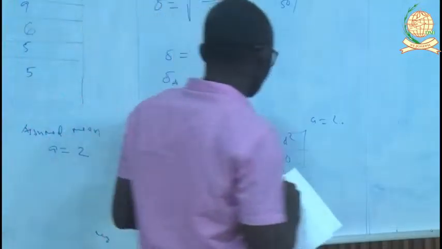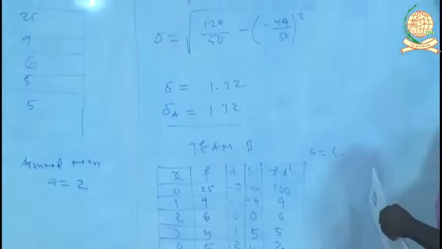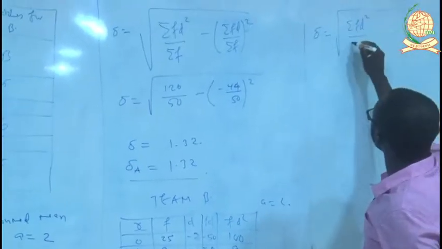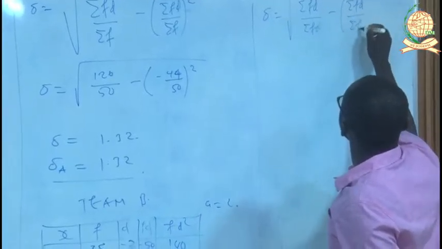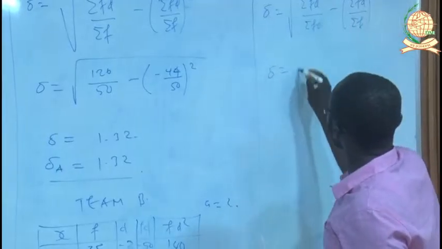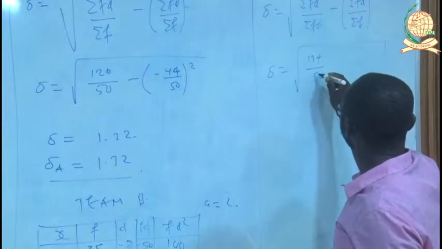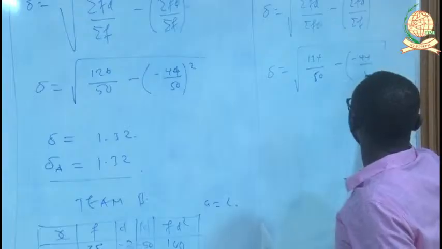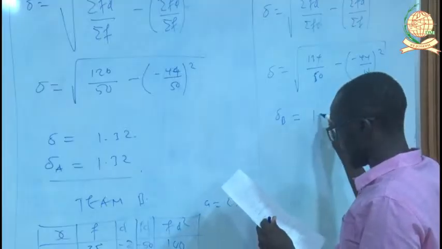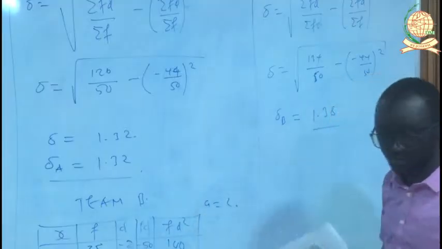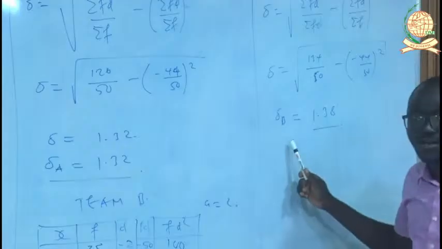So I've just chosen this one using the assumed mean method. The standard deviation is going to be the square root of summation of f of d squared over summation of f, minus summation of f of d over summation of f, then squared. Plugging in the values, this one is 134 over 50, and this one is negative 44 over 50 again, squared. So the standard deviation for B is going to be 1.38. So now we have calculated the standard deviation sigma for team A and for team B.